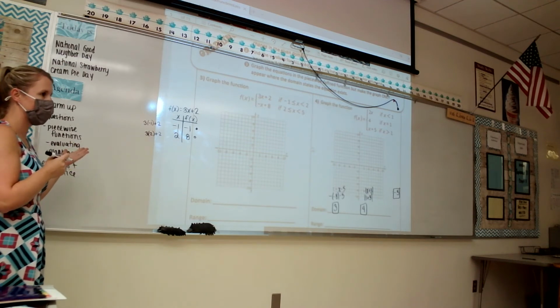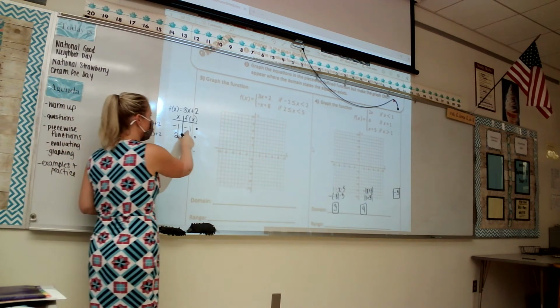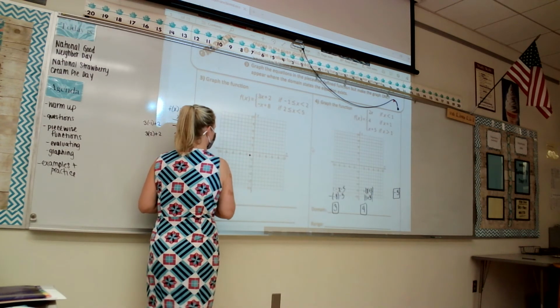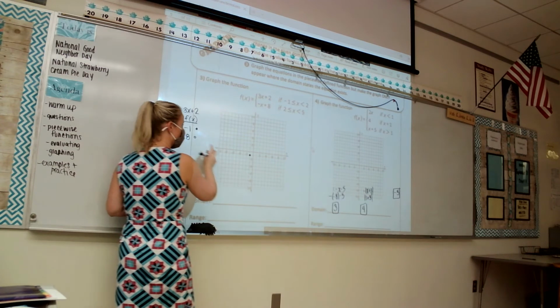Now I can graph this. It's just going to be a line. It's not going to be anything too exciting. But at -1, 8, I'm going to put a closed circle. At 2, 8, I'm going to put an open circle.